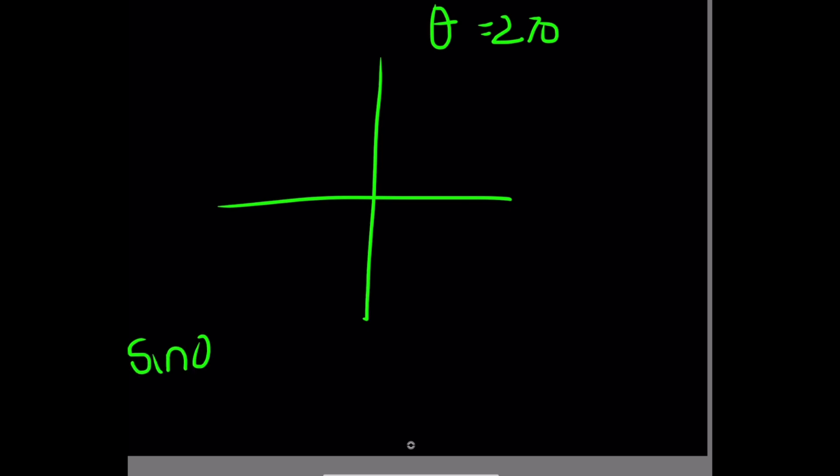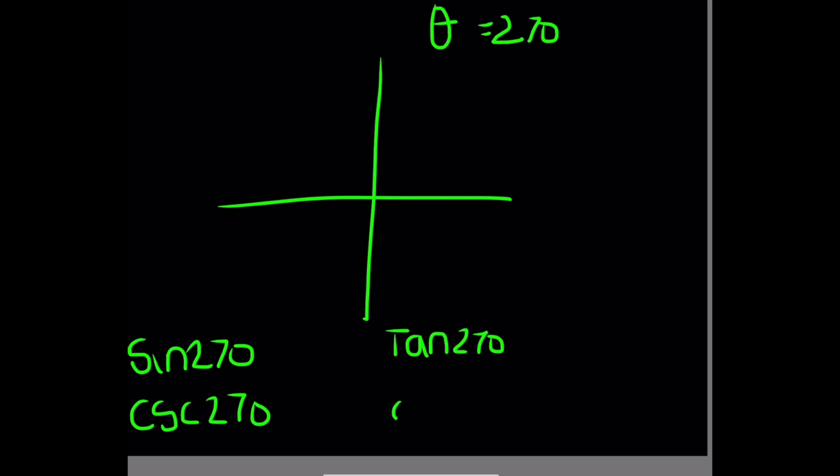Sine theta. But we know theta is 270, so we have sine 270. And then what's the opposite of sine? Exactly, cosecant. Then tan 270, cot 270, cos 270, and secant 270.